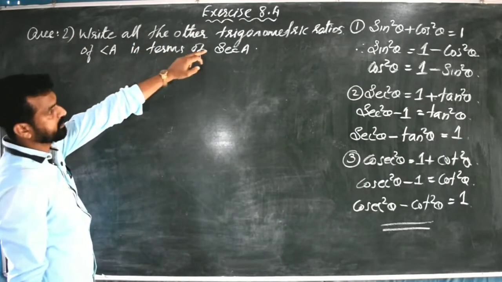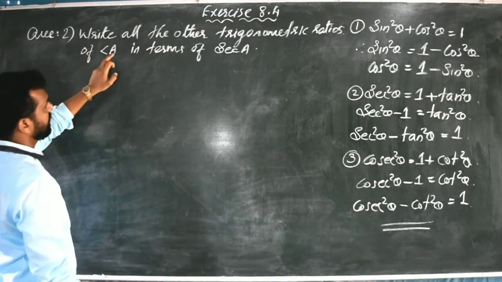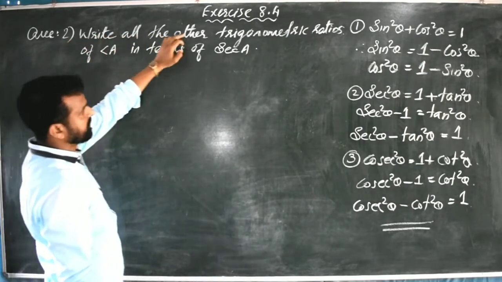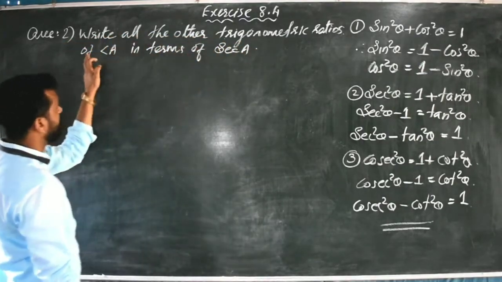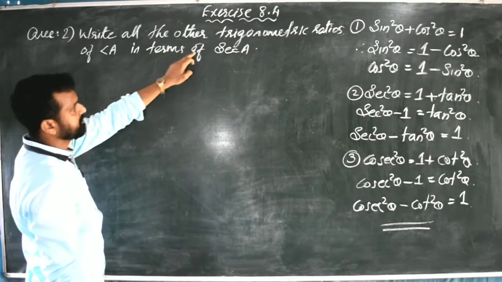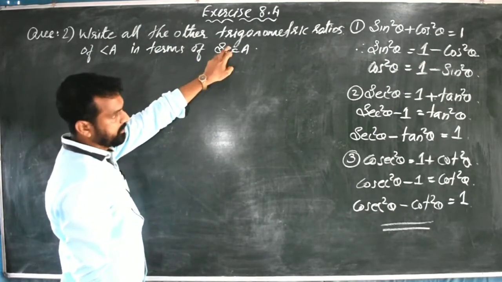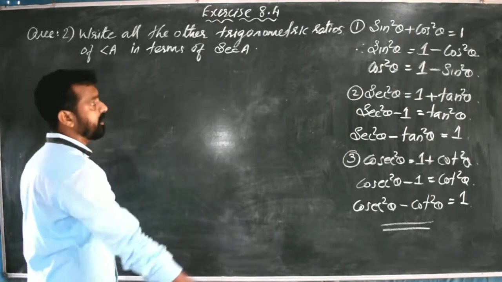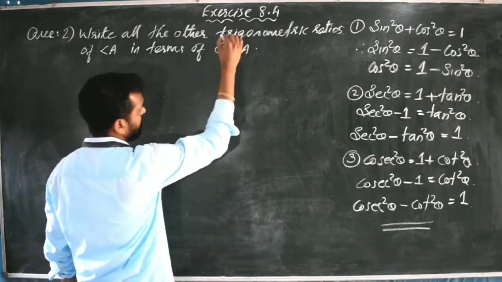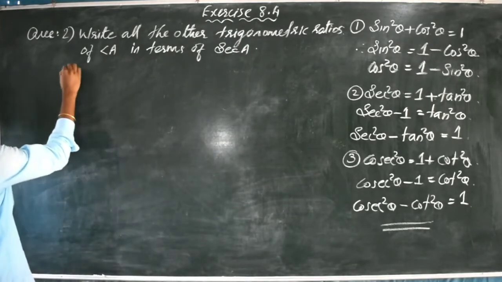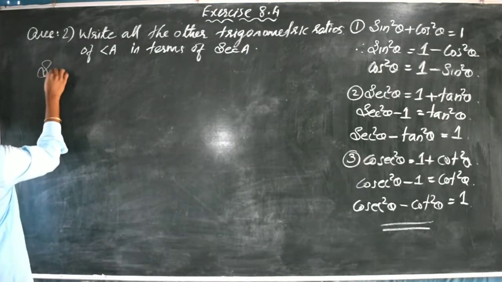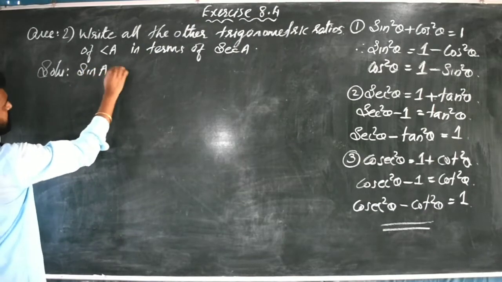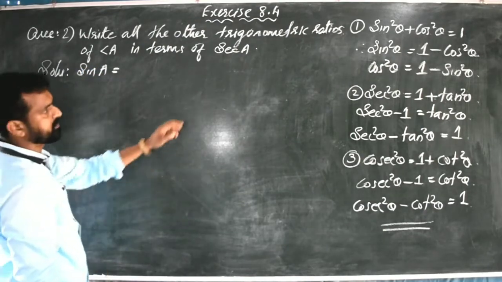Write all the other trigonometric ratios of angle A in terms of sec. That means sin theta, cos theta, tan theta, cosec theta and cot theta we have to express in terms of sec. Then the first one, number 1, is sin A. Sin A we have to express in terms of sec.